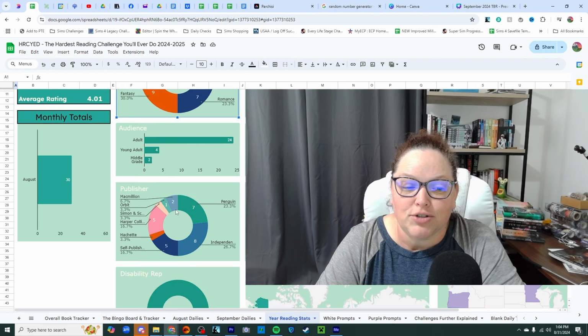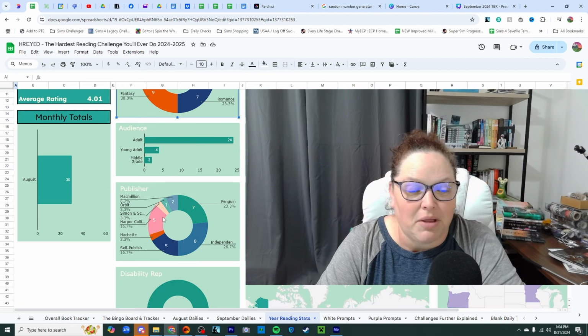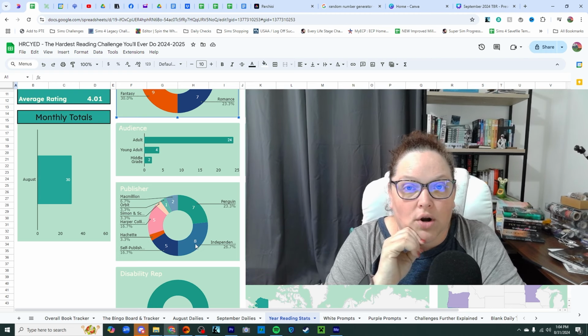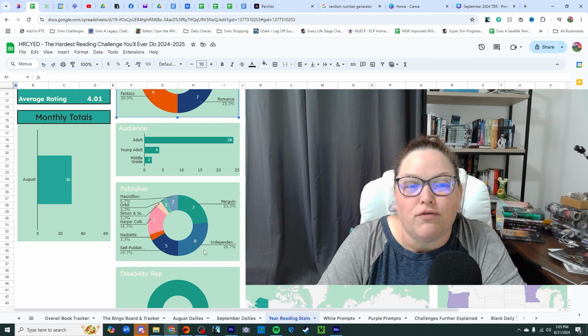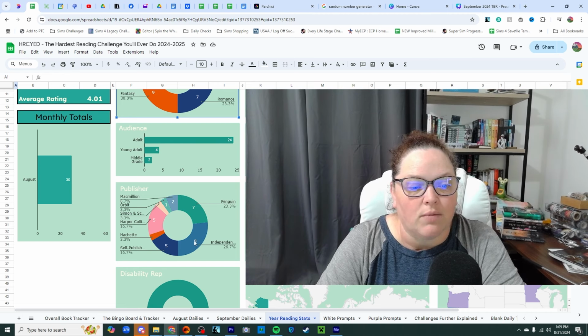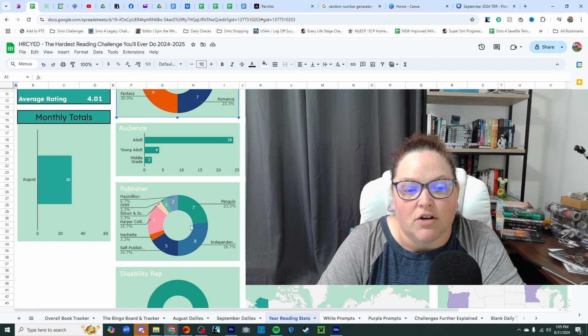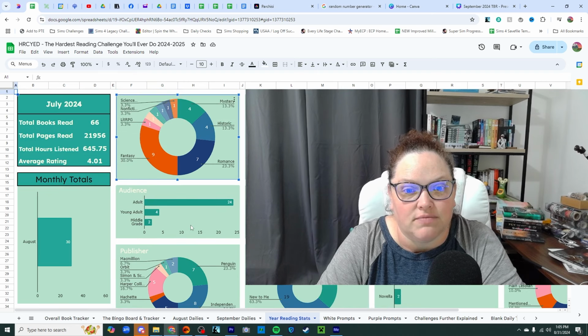And then the publishers are kind of all over the place as well. A lot of independent and self-published. I love it that 13 out of my 30 books were either independent publishing companies or a self-published novel. So that's great. It's like 43% of what I read came from self-published or indie published, and that's great.